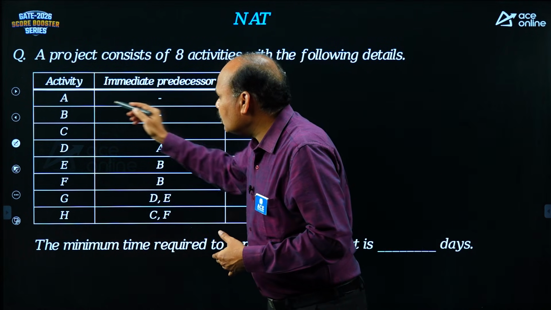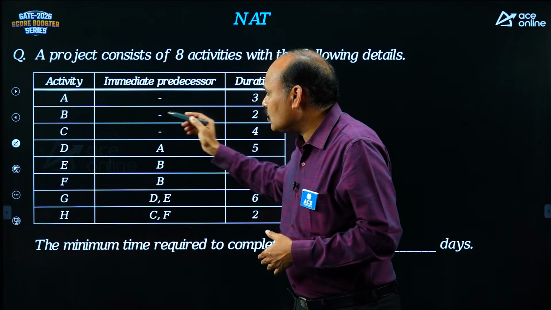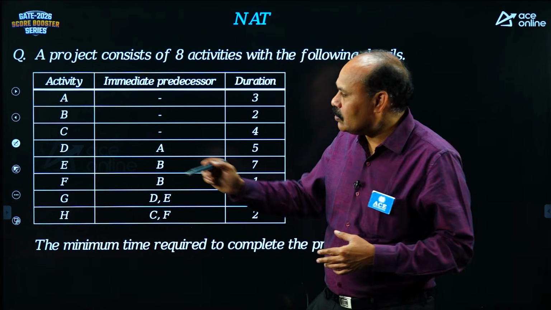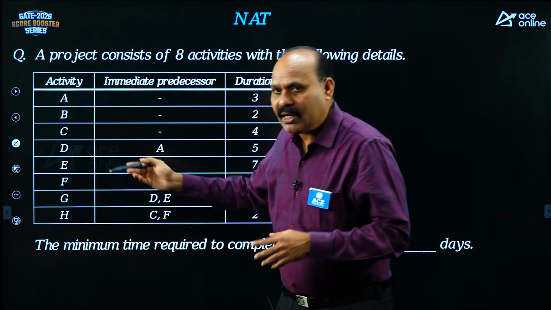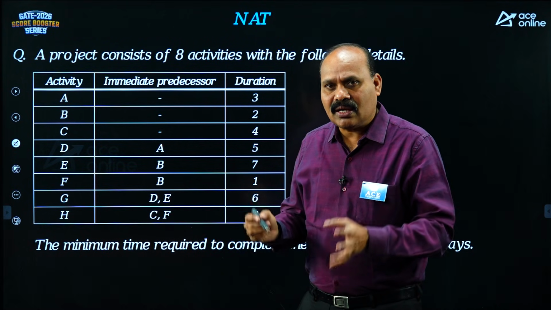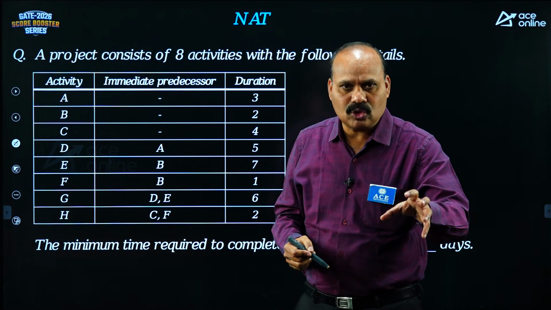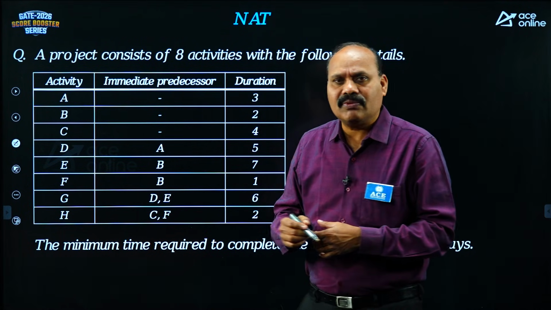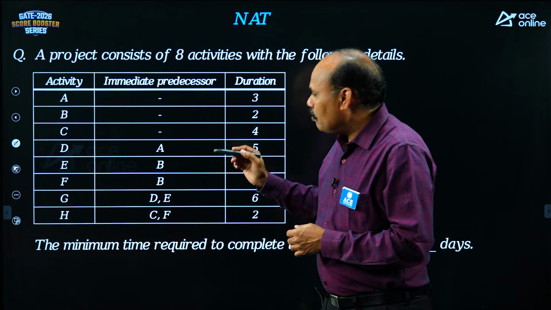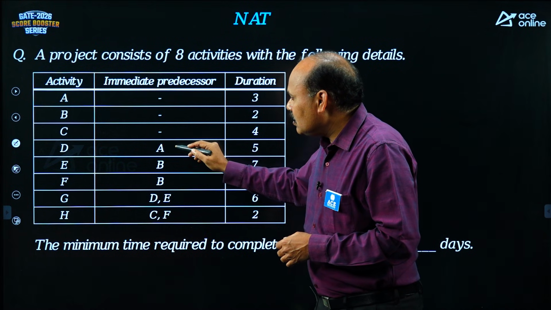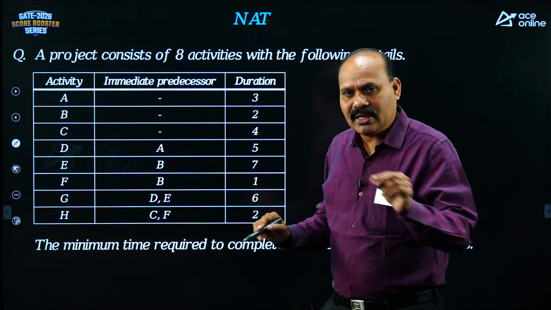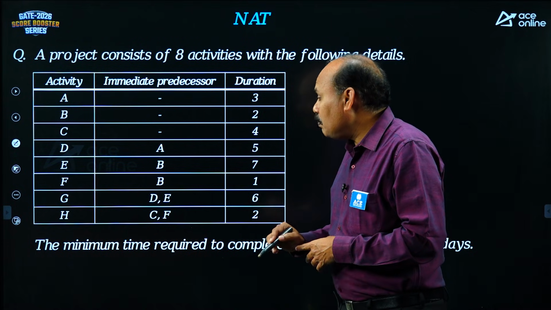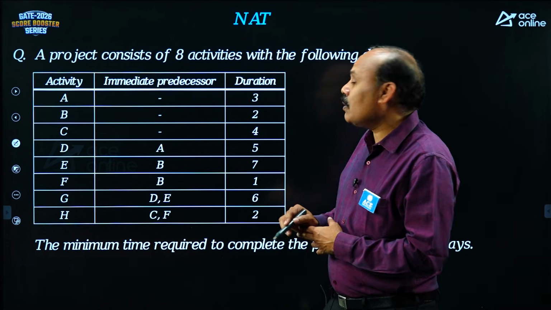A has no preceding activity, B has no preceding activity, C has no preceding activity. The dash refers to A, B, C being independent, concurrent activities; they can start at the starting event, and without any conditions these three activities are to be carried out. But D depends upon A, E depends upon B, F depends upon B, G depends upon D and E, H depends upon C and F.